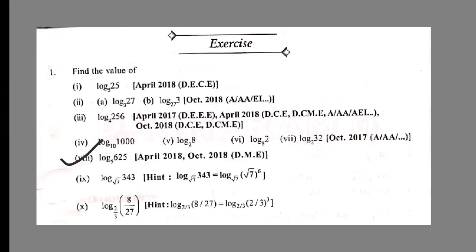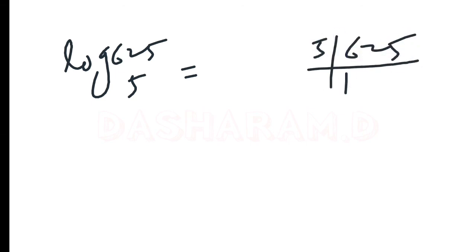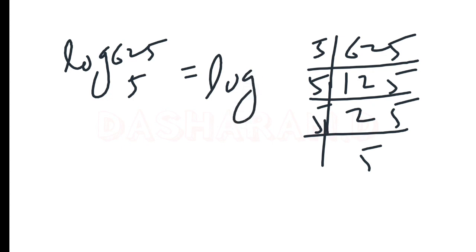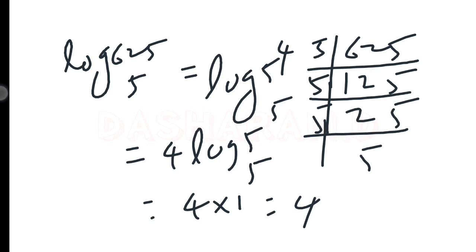Next, the eighth one: log 625 base 5. Here 625 in the 5 table. 5 ones are 5, 1 remainder, 5 twos are 10, 2 remainder, 5 fives are 25. 5 ones are 5, 5 twos are 10, 5 fives are 25. So here 5 fives are 25. So log 625 means 5 to the power of 4 base 5. So then 4 log 5 base 5 equals 4 into 1, which equals 4.